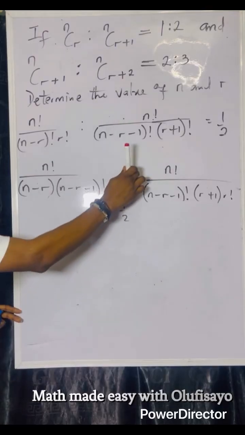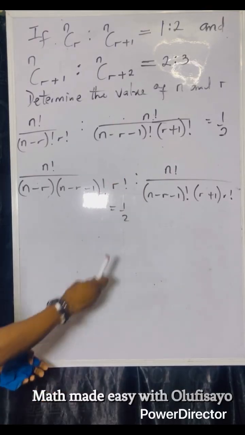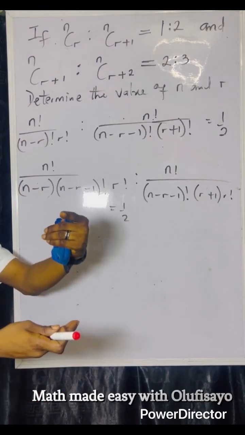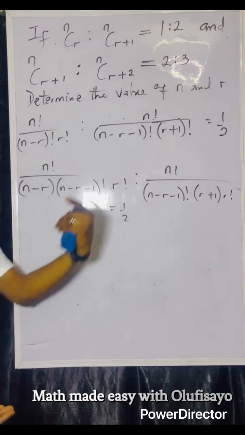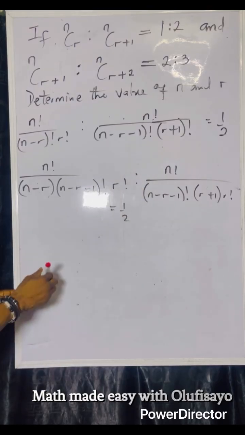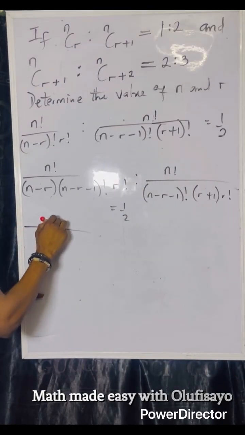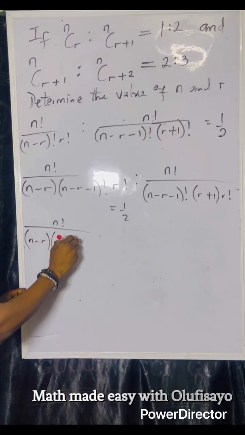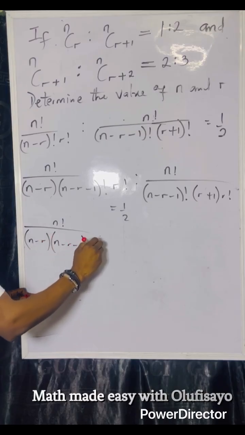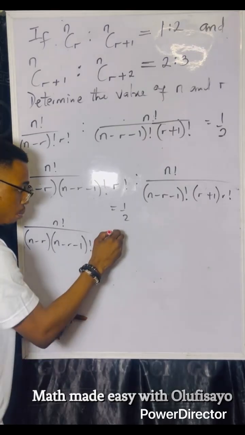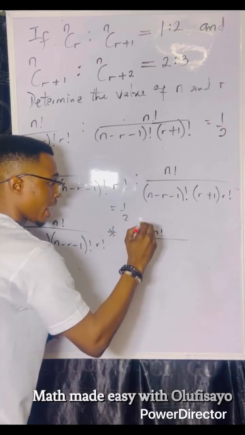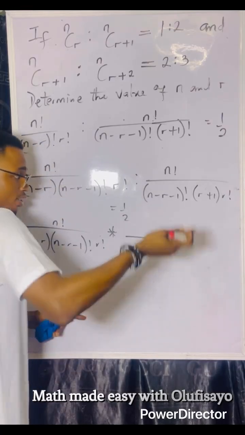Now, this ratio simply means division as well. So if this division changes to multiplication, the numerator of the other side becomes the denominator. It turns upside down. So I'm going to have n factorial into n minus r minus 1 factorial, r factorial, multiplied by n factorial. Sorry, it has turned upside down, right?